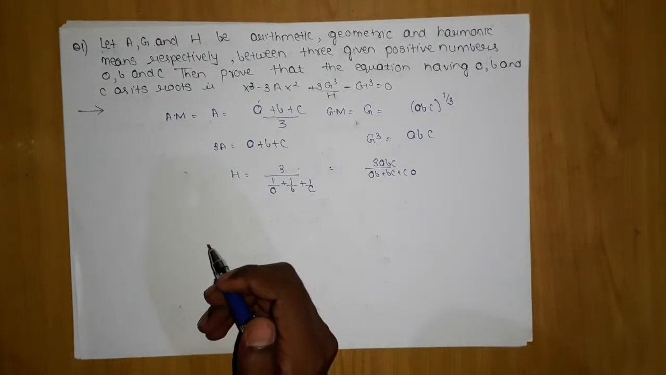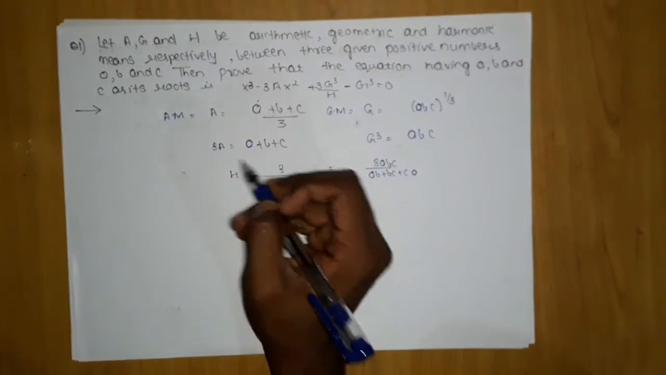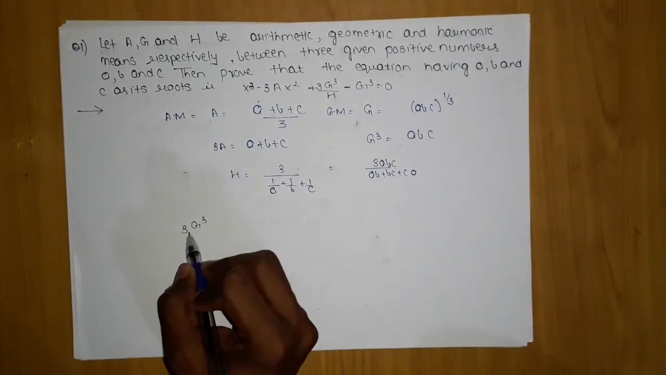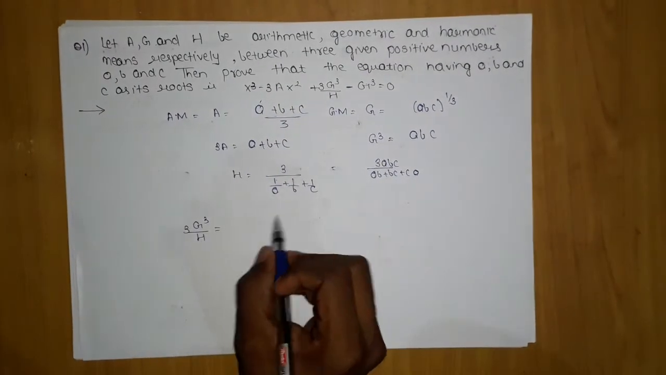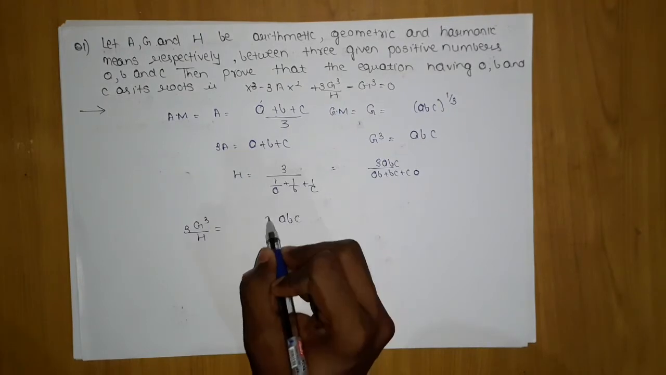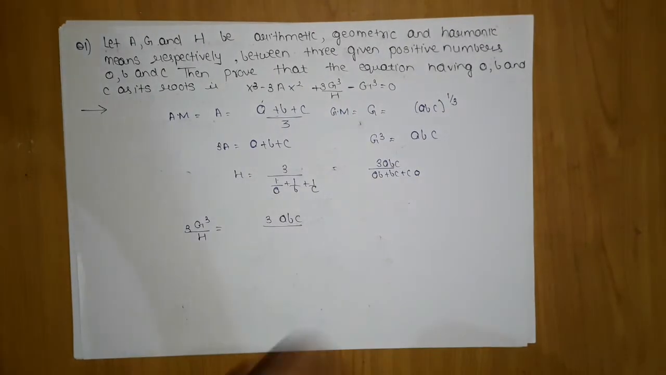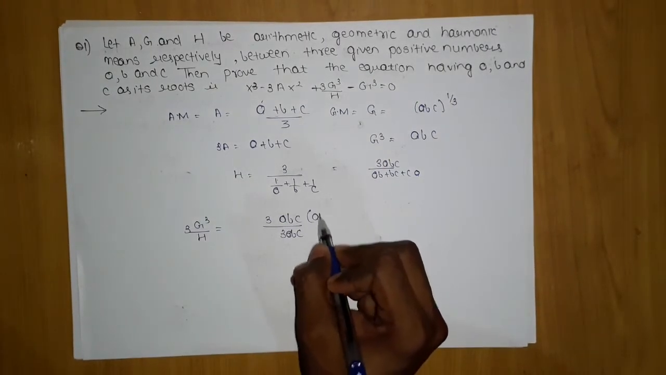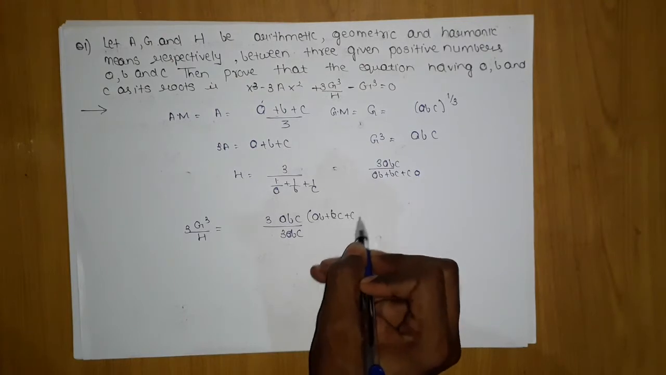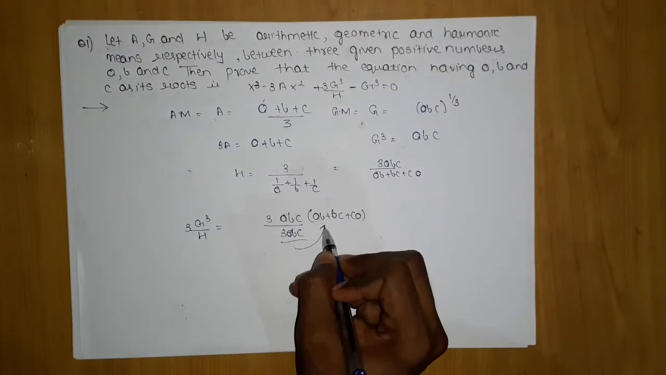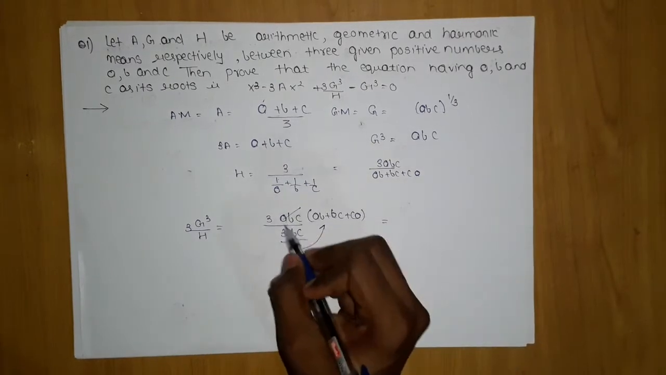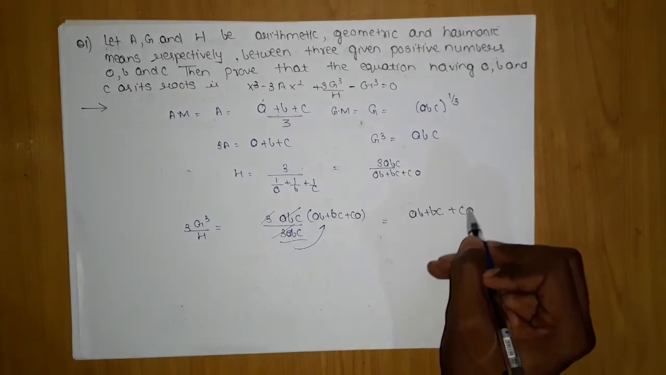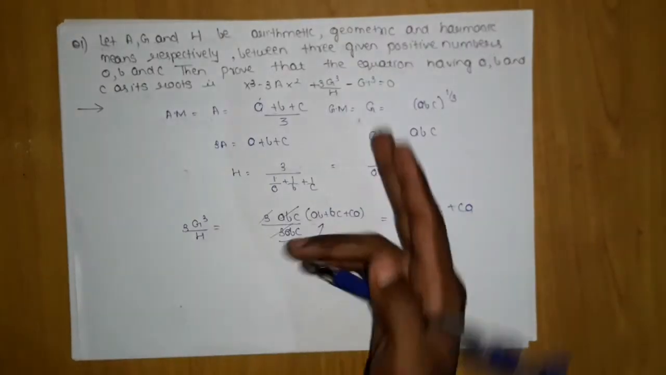Now our next thing: to get the 3A value we have a plus b plus c. The 3G cube by H value we want, which is nothing but G cube, that is abc, into 3 upon the H value, which is 3abc upon ab plus bc plus ca. This was in the bottom, but it will move up, so this value will be nothing but this, and abc will cancel out, giving finally ab plus bc plus ca. So we got this value also, and we already have the other value.